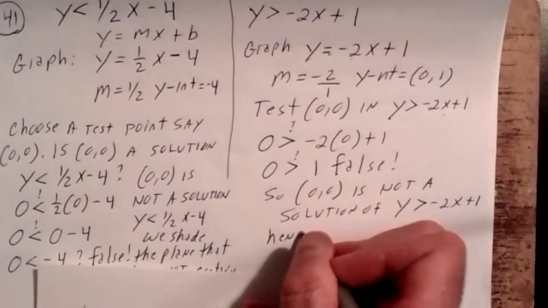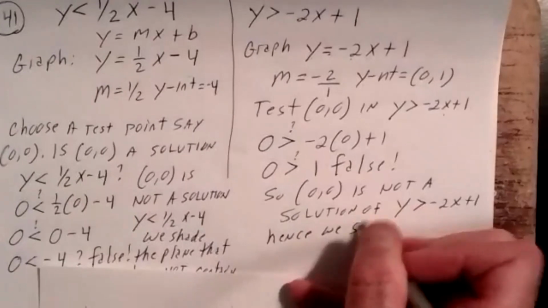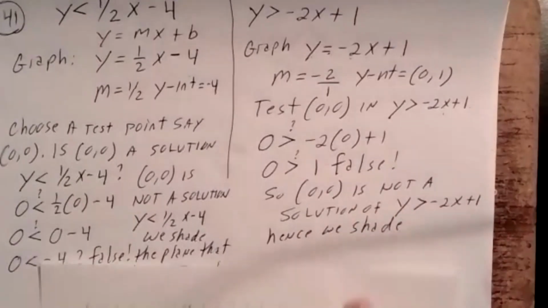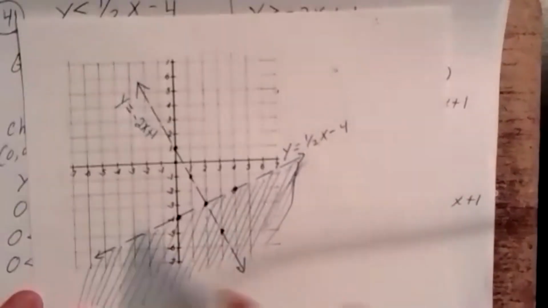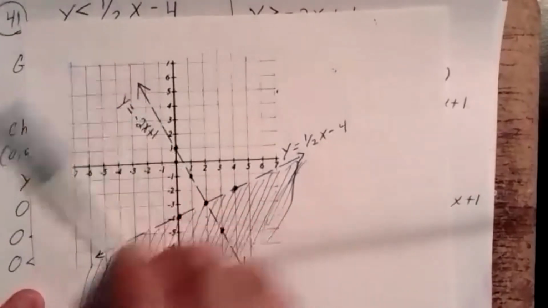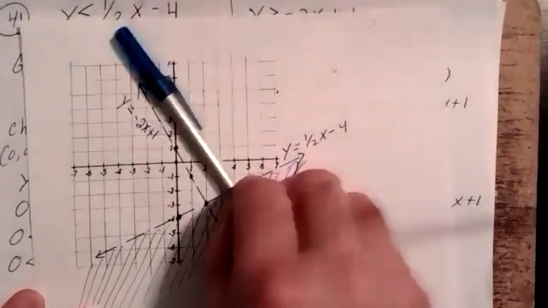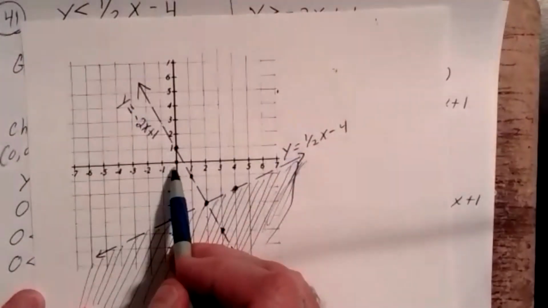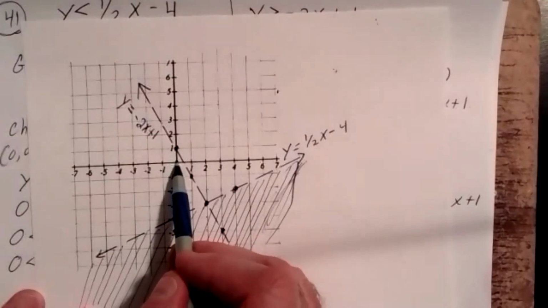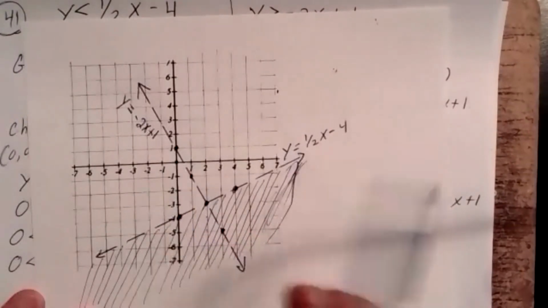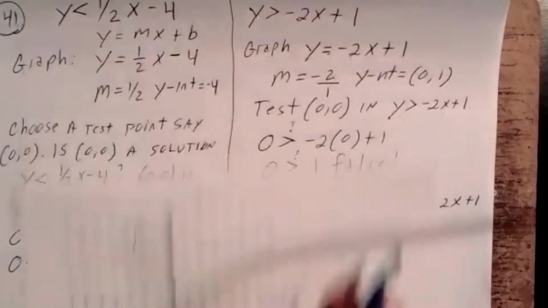Hence, what plane am I going to shade? The one that's below and to the left of this dashed line, or above and to the right? Above and to the right, because that's not supposed to be the plane that contains 0, 0. We showed that 0, 0 does not satisfy the second inequality. You cannot shade the plane below and to the left.